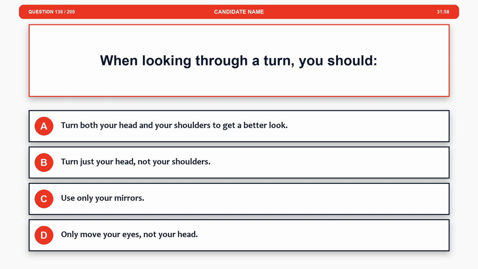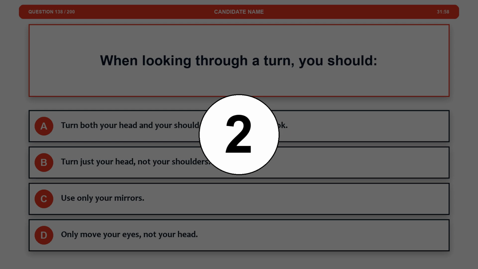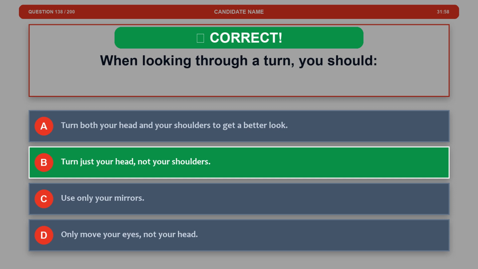Question 138. When looking through a turn, you should: Option A, turn both your head and your shoulders to get a better look. Option B, turn just your head, not your shoulders. Option C, use only your mirrors. Option D, only move your eyes, not your head. The correct answer is option B. Turn just your head, not your shoulders.